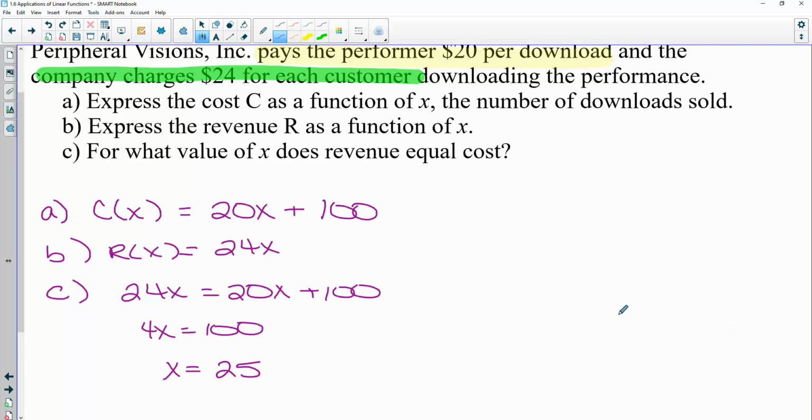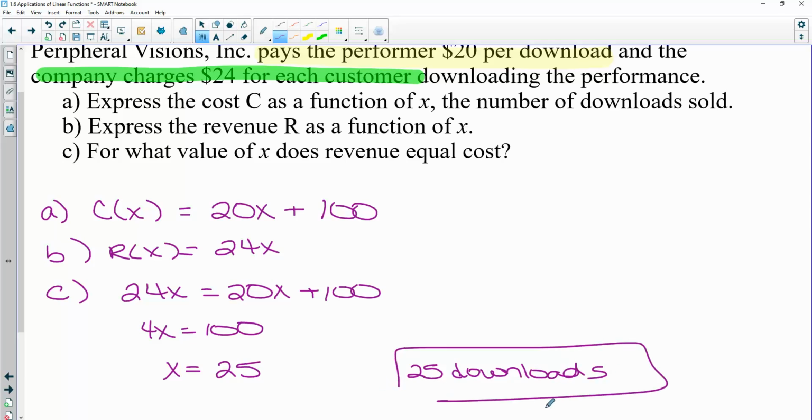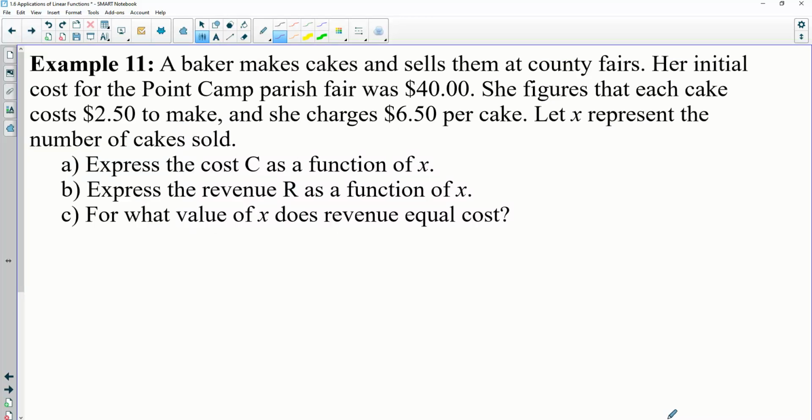On this one, I'm not going to be as picky about the sentence since we didn't define variables or anything. It's all kind of done for us, but you certainly can. It would probably be helpful at least to go out to the side and put a label on it. It is 25 downloads, but I won't require a full sentence. I would like for you guys to try the next one.